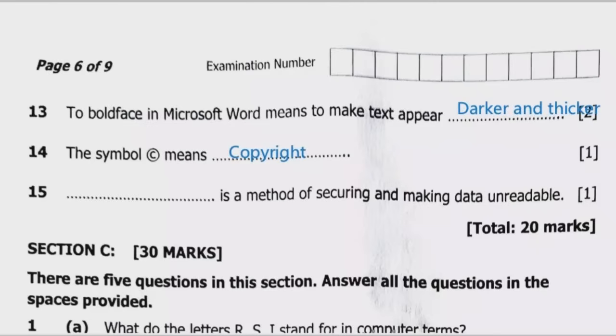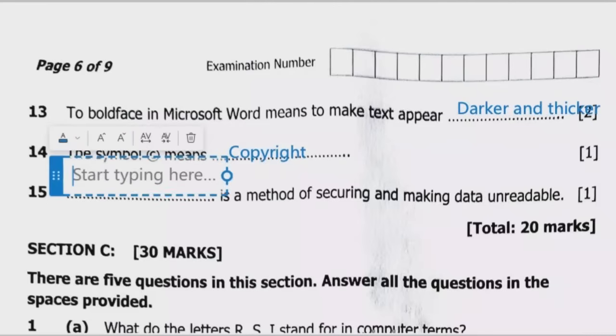Dash is a method of securing and making data unreadable. So if you want to make your data unreadable, what do you do? You encrypt it. Okay, so once it's encrypted, it cannot be accessed unless with the code or the password you have made. So that is the encryption. Okay, so encryption is a method of securing and making data unreadable.